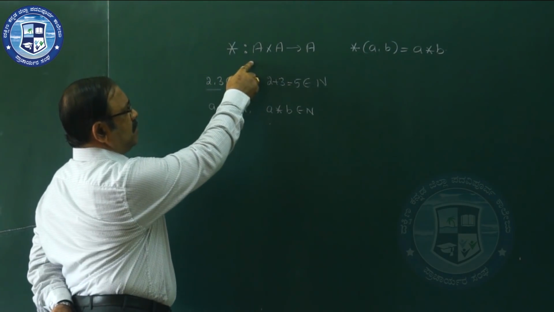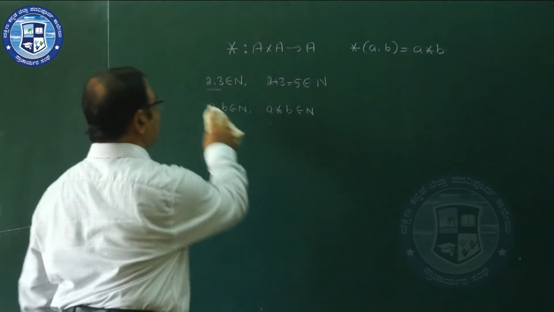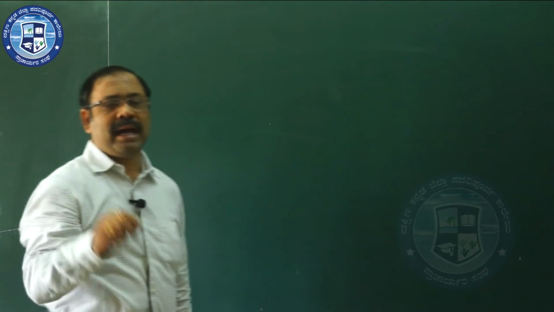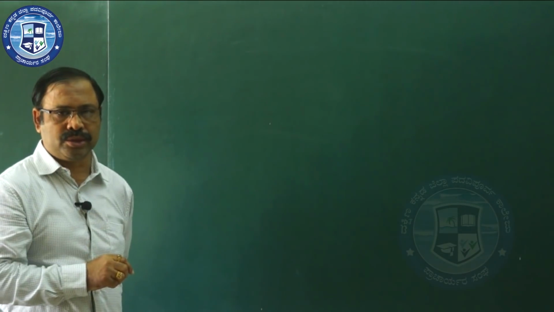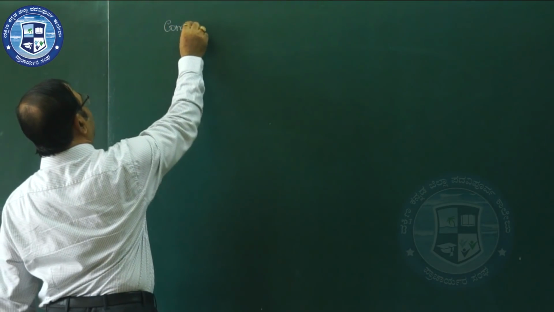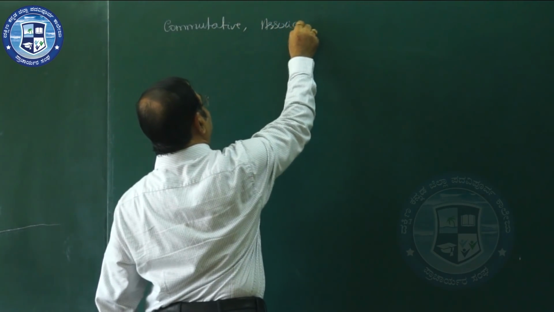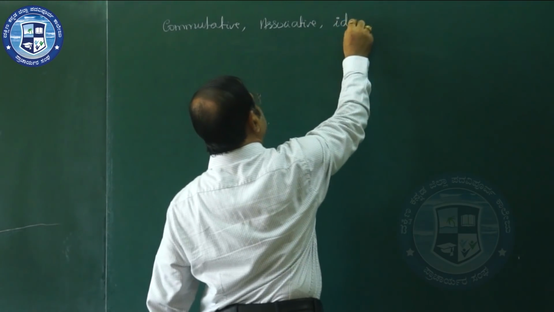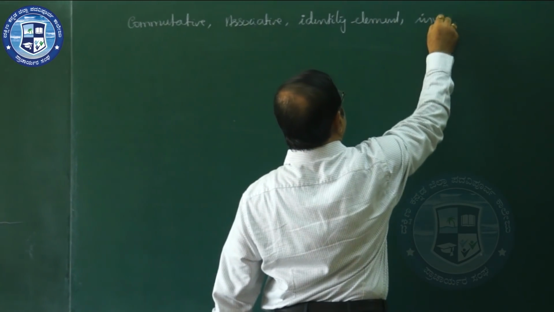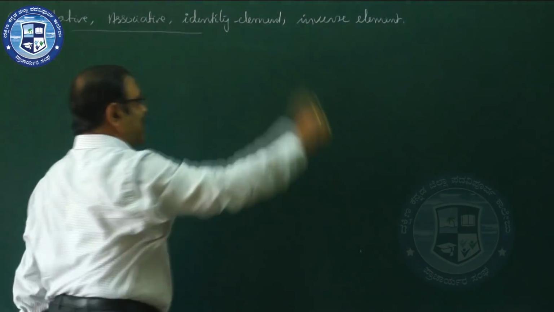This definition was asked for 1 mark in one of the earlier question papers also, because in the last class I marked the importance of that equation. I have also explained some problems from binary operation. Now we have to learn some properties: the commutative property, the associative property, the existence of an identity element, and the existence of an inverse element. So let us study all these.